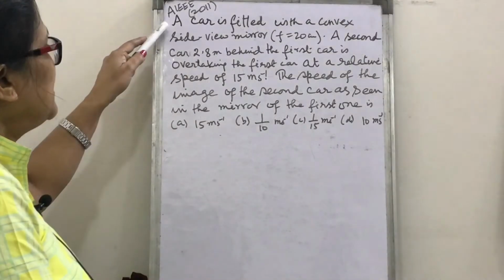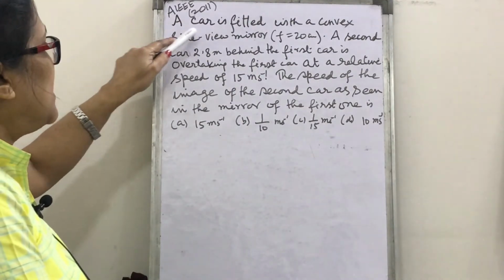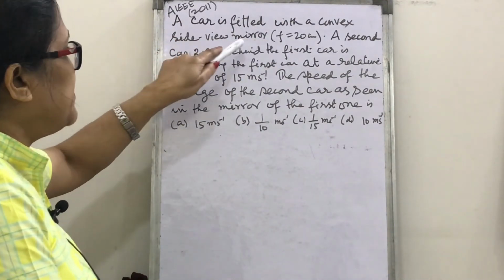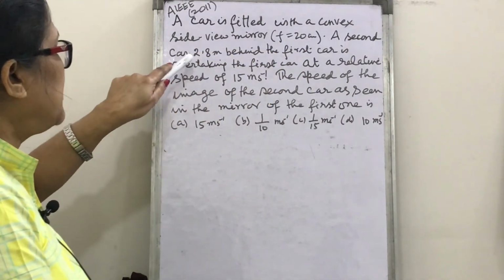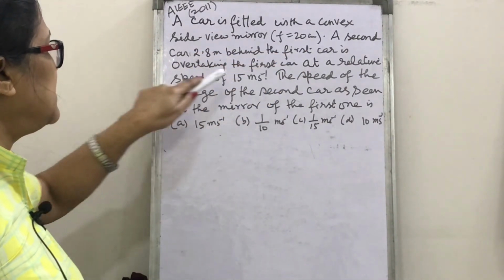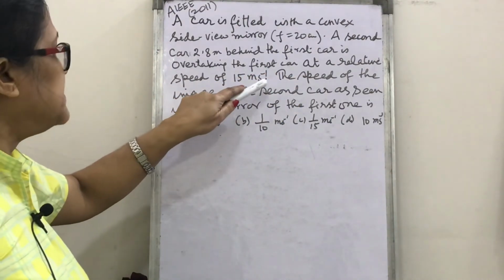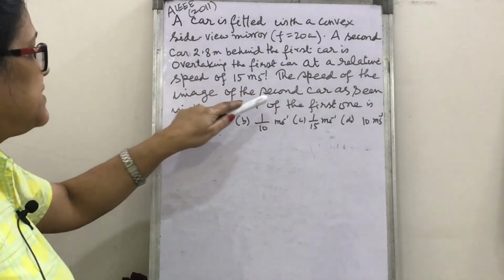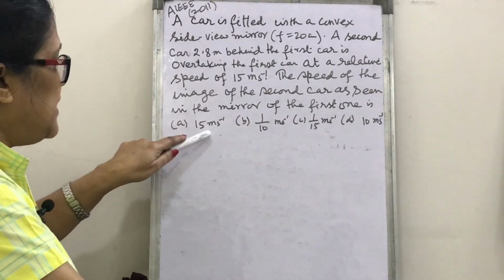Now this question was asked in the AIEEE exam 2011. A car is fitted with a convex side view mirror. Its focal length is 20 centimeter. A second car 2.8 meter behind the first car is overtaking the first car at a relative speed of 15 meter per second. The speed of the image of the second car as seen in the mirror of the first one is A, B, C, D.